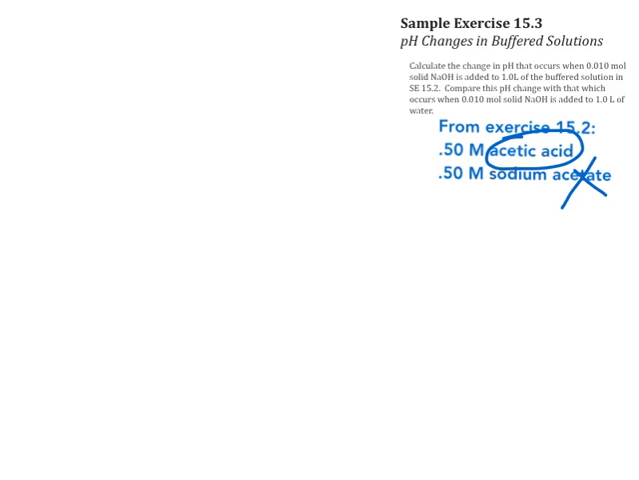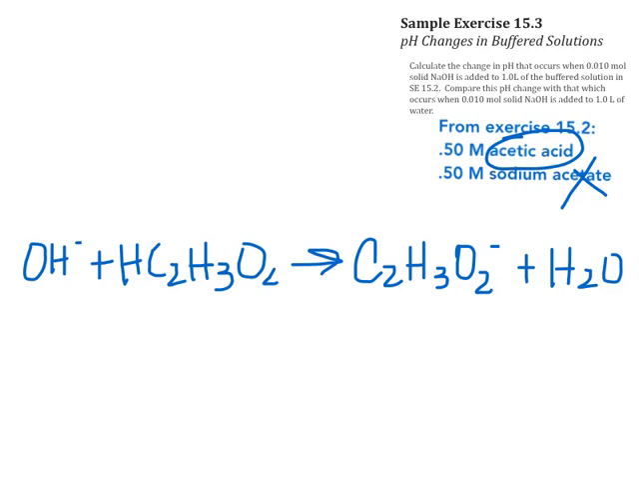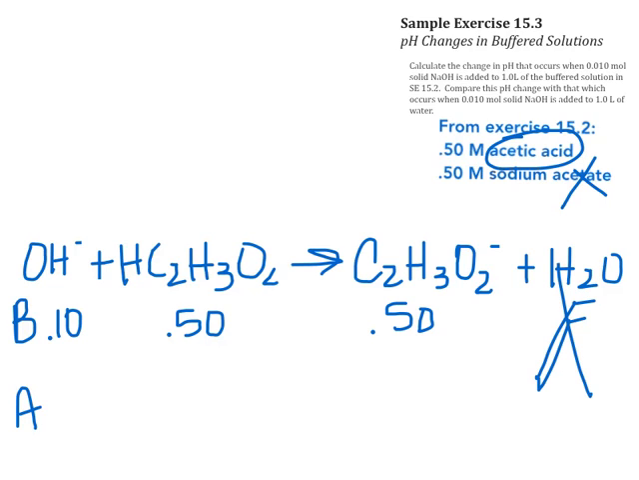So now we write the reaction of the hydroxide ion with the acetic acid. And we're going to do a before and after chart. Remember, before and after charts can only include moles. So in this case, there's 0.10 moles of OH minus because that's how much I'm adding. The moles of acetic acid is 0.5. I had a 0.50 molar solution, but there's 1 liter, so 0.5 times 1 is 0.5 moles. And the same process for acetate ion. 0.5 times 1 liter is 0.50 moles.